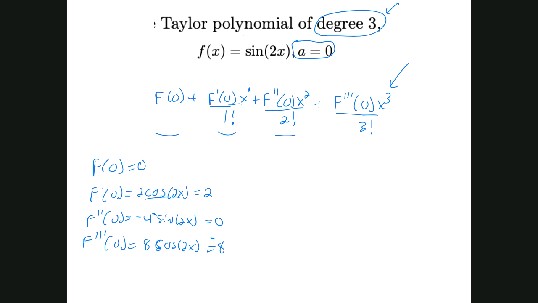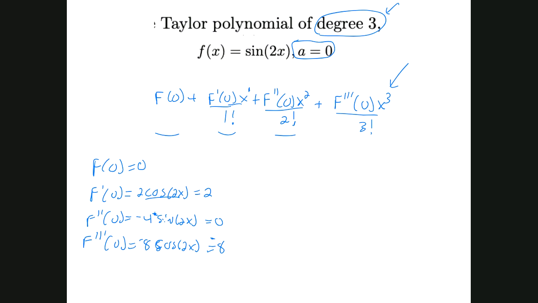Because if I bring that negative out in front, then I'm just taking a derivative of sine, which is cosine. Okay, I'll go along with that. That's okay. So that would give me -8 on there. All right. So now I can write out my polynomial function.